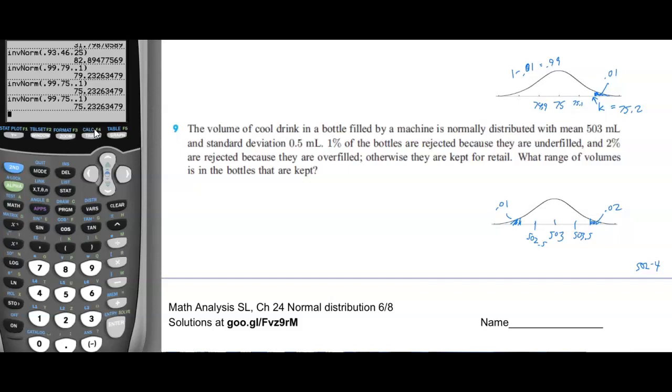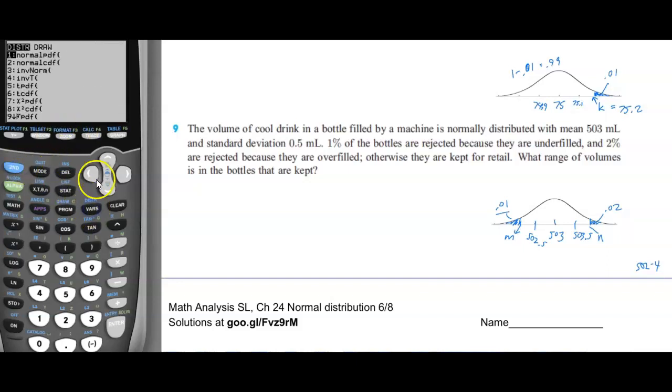Okay, so the shaded regions here are the rejected bottles, and the white region in the middle are the bottles that are kept. So let's figure out what these two values are. Let's say that this value is M and this value is N. So let's figure out what the values are for M and N using inverse norm. So of course, first of all, 0.01 on the left side is a left interval, and the old calculator is really good at doing that, right? You don't need to do anything special. You just put 0.01, which is the left area.